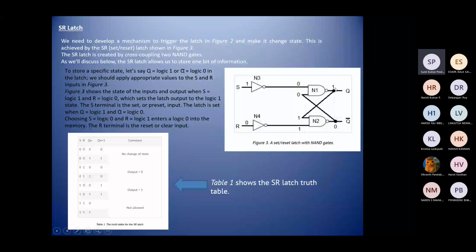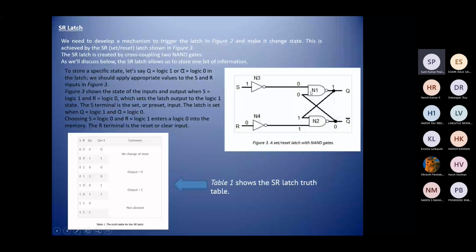with the cross linking concept, the output of one NAND gate is given to the input of another NAND gate. Similarly, the output of another NAND gate is given to the input of the other NAND gate. Okay, so in this way, this set reset latch with NAND gates is actually formed.